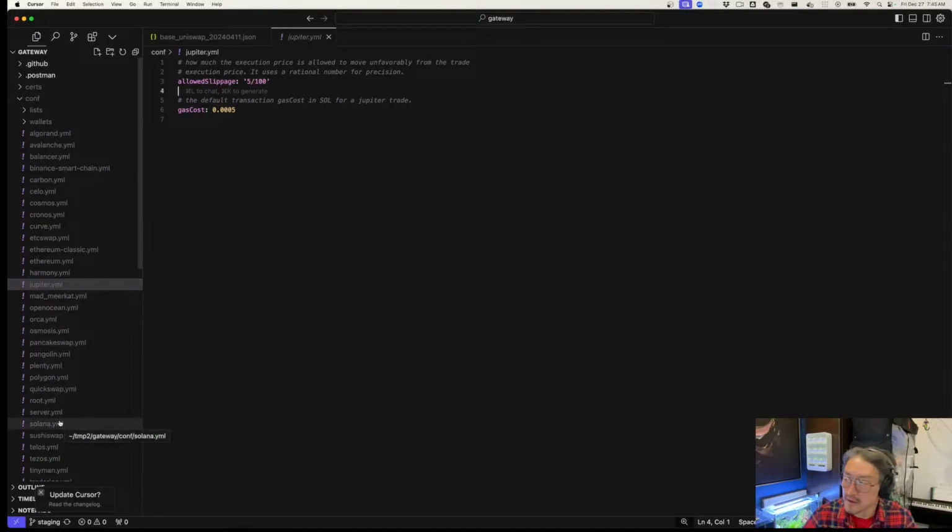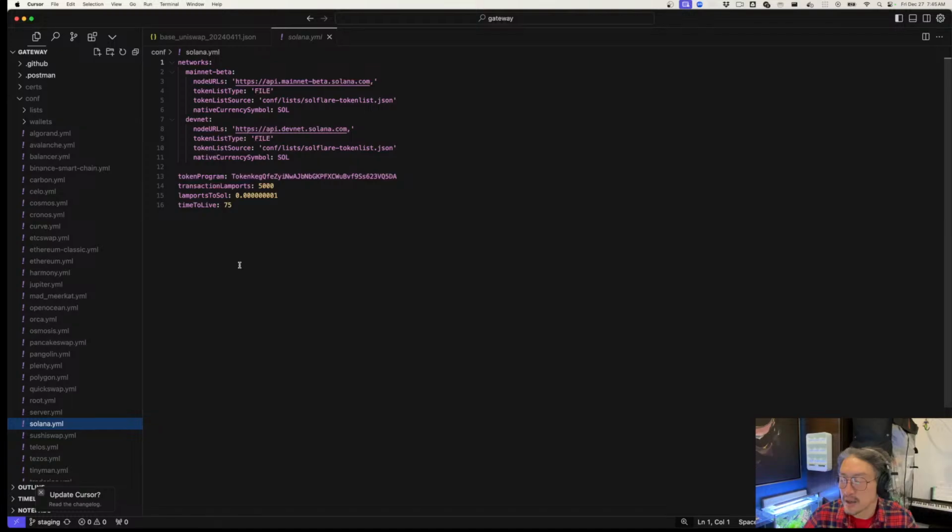Similarly, there's a Solana.yaml file here where you can define the nodes you want to use and some other things like this. This is actually why, because we're using nodeURLs as the field, and I think Hummingbot expects nodeURL without the S. That's why the none error was happening. We'll probably fix that in the upcoming release. It's a very simple typo error. However, note that we are using the default mainnet beta node URL for Solana.